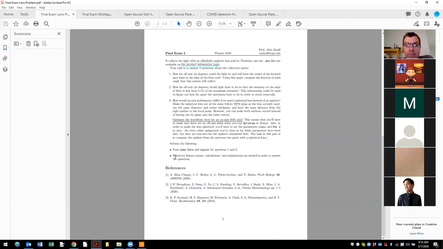And then finally, what if we didn't use an aspherical lens? Most of the semester we've been talking about spherical lenses, but now I'm giving you the specs for an asphere. And I want you to see how much performance would differ if we took a well-designed spherical lens. And so you'll design your own spherical lens. You'll use the same shot glass that they use, same diameter and center thickness so that it still fits into this apparatus.